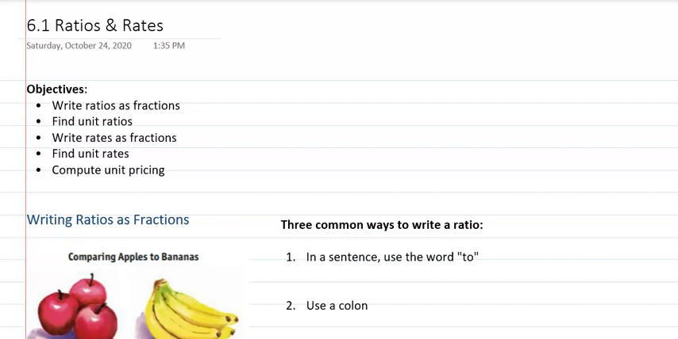In this section, we're talking about ratios and rates, and we're going to look at writing ratios as fractions and then finding unit ratios, and then writing rates as fractions and finding unit rates. You'll see that rates are the same thing as a fraction, except that they have units in them. And then we're going to compute unit pricing so that we can compare the prices of different things.